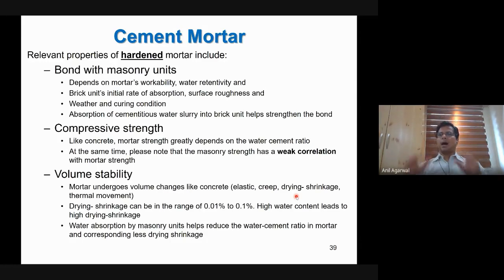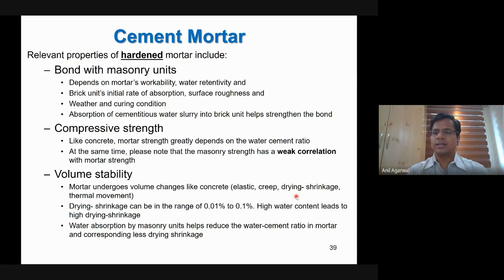Creep is basically a time dependent deformation under stress. If you apply any stress, with time, things deform. Even though the force did not change, the stress did not change, things still deform with time. That kind of deformation is called creep deformation.